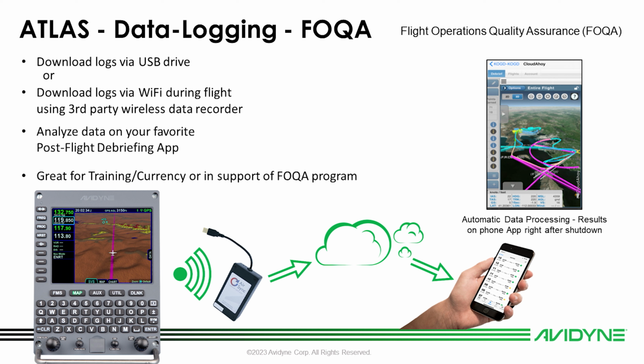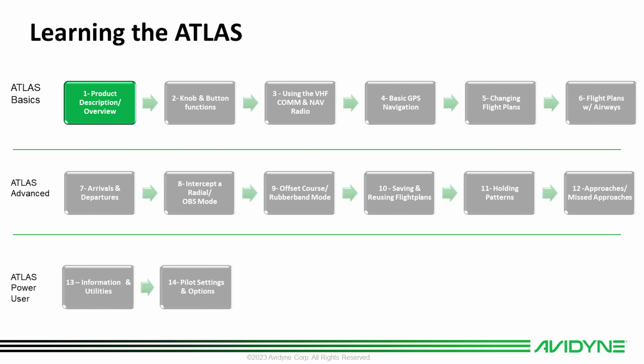Your Atlas is designed to support Flight Operations Quality Assurance programs. If you have one of those, Atlas has a built-in flight data recorder that'll record a lot of the parameters for you and send them out on Wi-Fi to a third-party capture device like the AirSync unit, which then you can transfer right to your phone, and 5 minutes after your flight, you can do a full evaluation right on your phone. So that kind of sums up the product overview for Atlas. Next up, we'll talk about knobs and button functions.